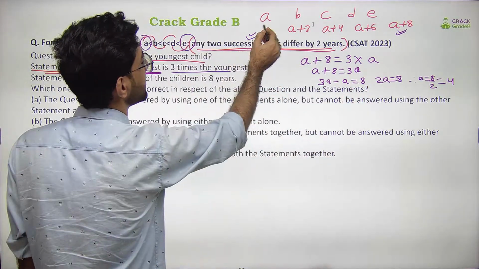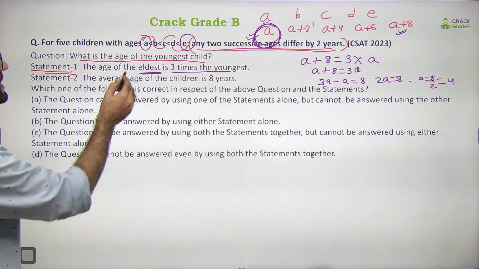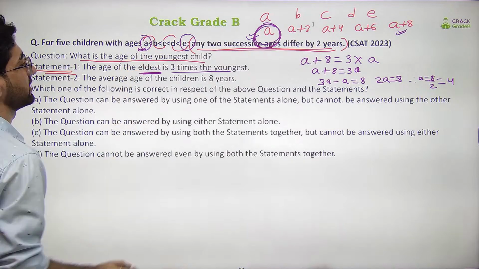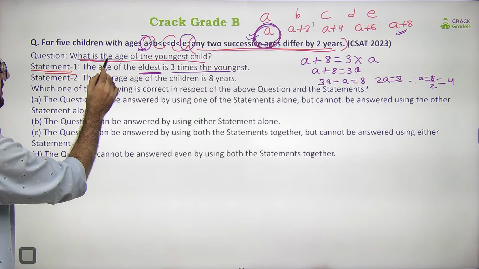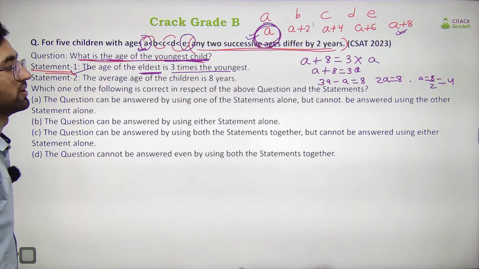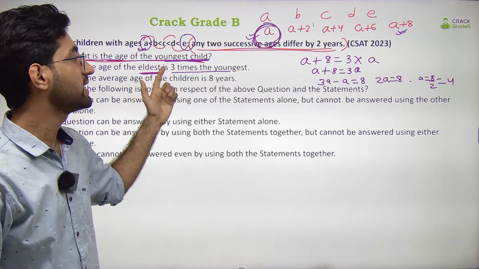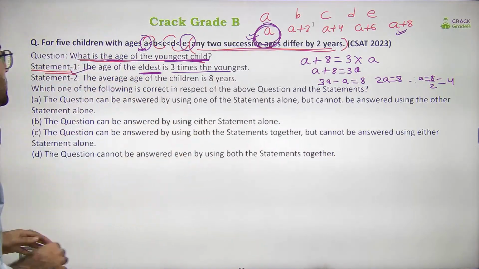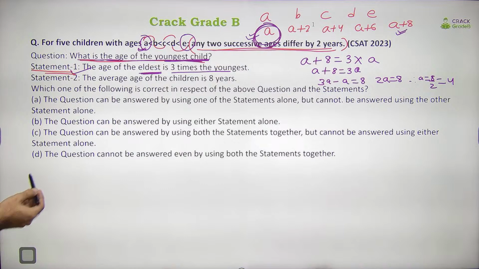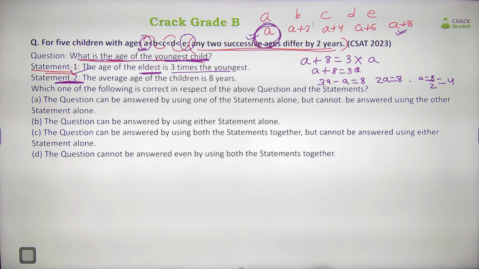A is the age of the youngest one. So you are able to answer this question by using statement 1 alone, right? But don't mark any option in rush. You will also have to check statement 2.